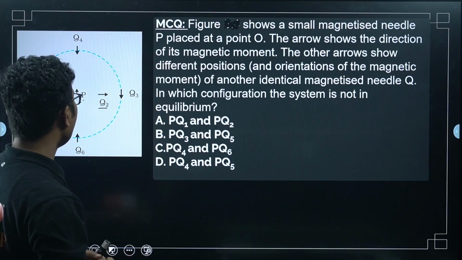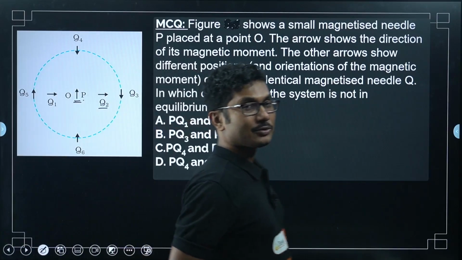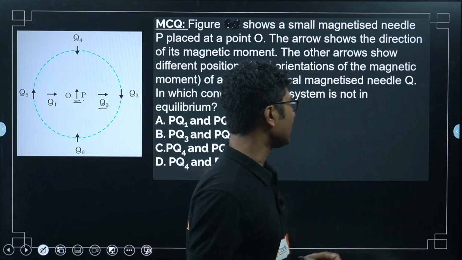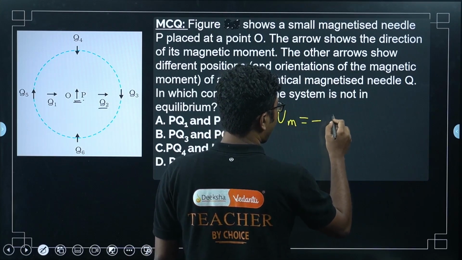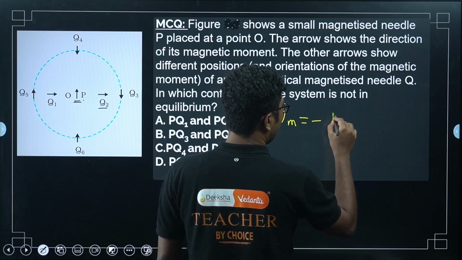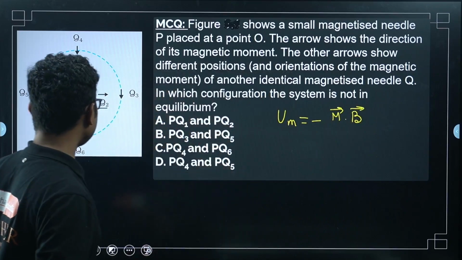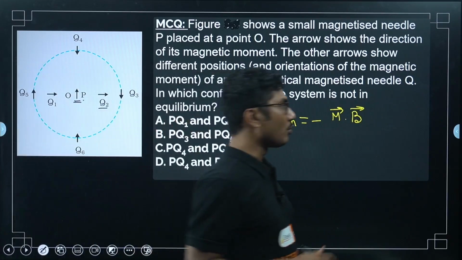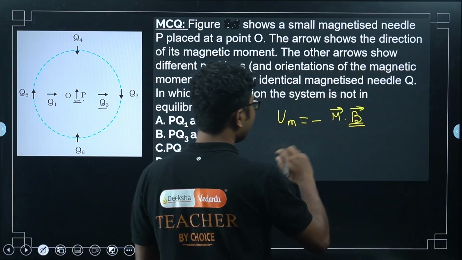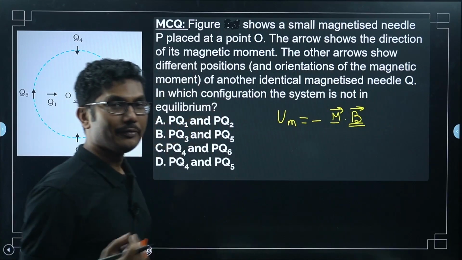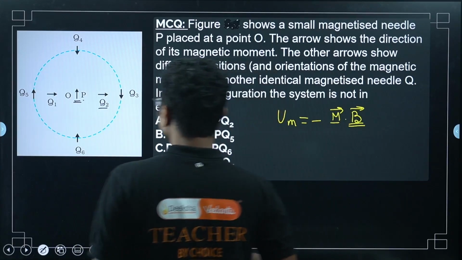You have to be careful. To achieve equilibrium, we know that the system has to have the minimum amount of potential energy. So potential energy, we know, is minus m dot B, right? Now the first needle is providing this B, and we are checking whether the second needle will stay in equilibrium or not. So that is our point of concern.